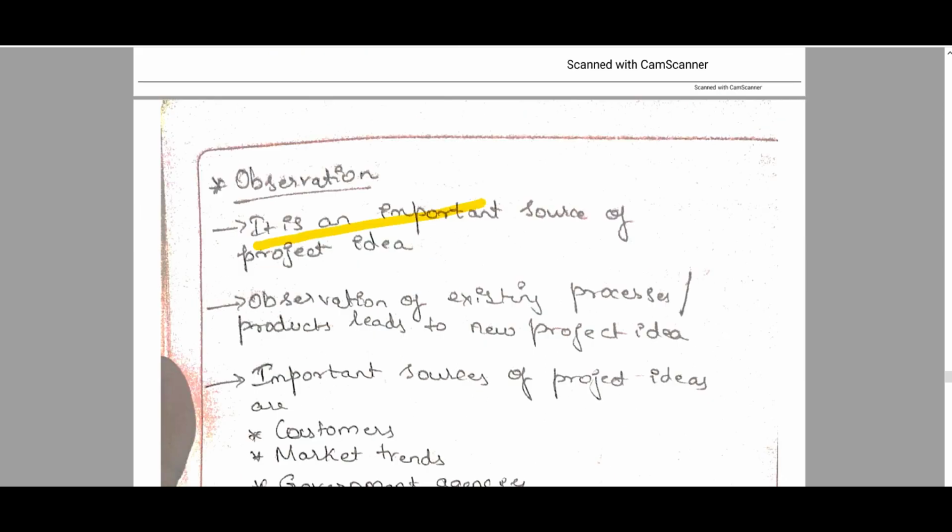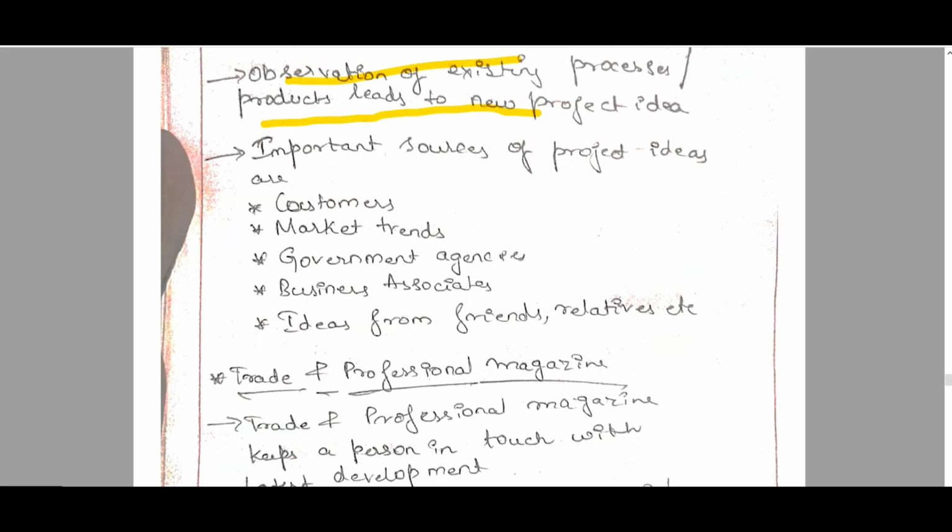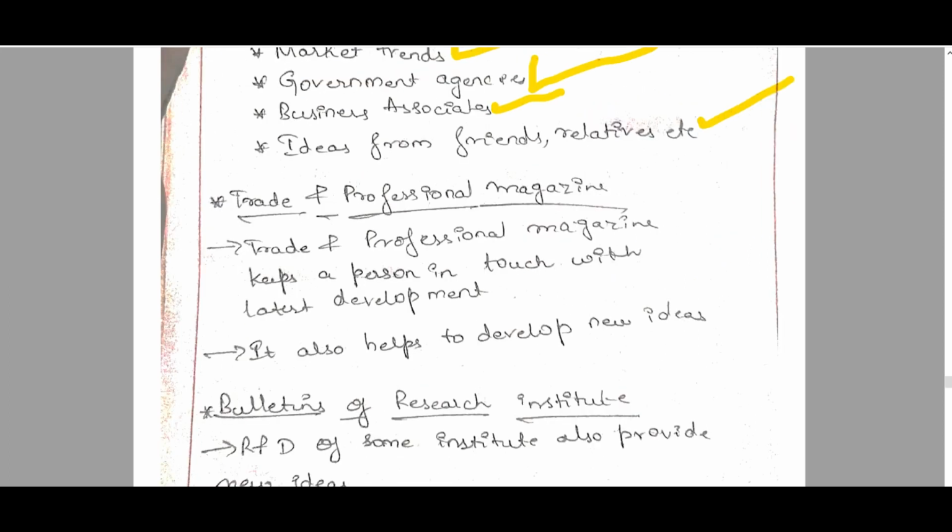Observation is an important source of project ideas. Observation of an existing process or product may lead to a new idea. So important sources of ideas are customers, market trends, government agencies, which we studied previously, business associates, ideas from friends and relatives, etc. Trade and professional magazines.